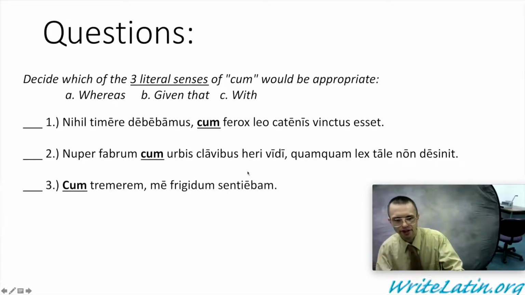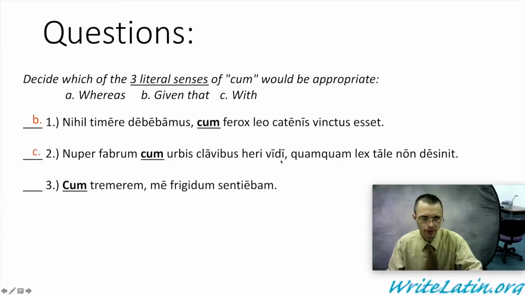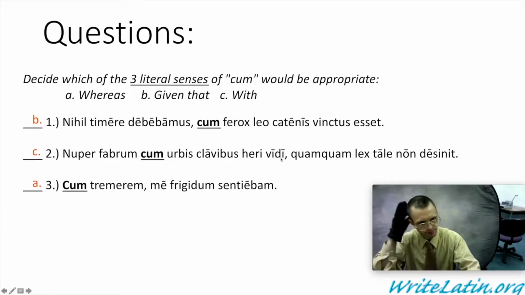All right, so lastly, when cum tremerem. Now this time the cum is at the front, so it's going to be whereas. Cum tremorem me frigidum sentiebam. Whereas at that time I was shivering, myself cold I was feeling. I felt myself cold. And there's your answers.